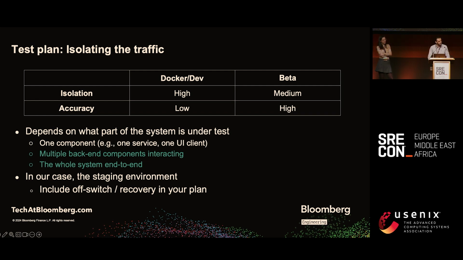Based on what you are trying to do, you can go with different options. For example, if you are just testing one component, it may be better to test it in Docker or Dev. But if you are testing many components or the whole system, you may consider other options. And for sure, if you are doing something like beta or other options, make sure you include off switches and include your safeties and recoveries in your plan.